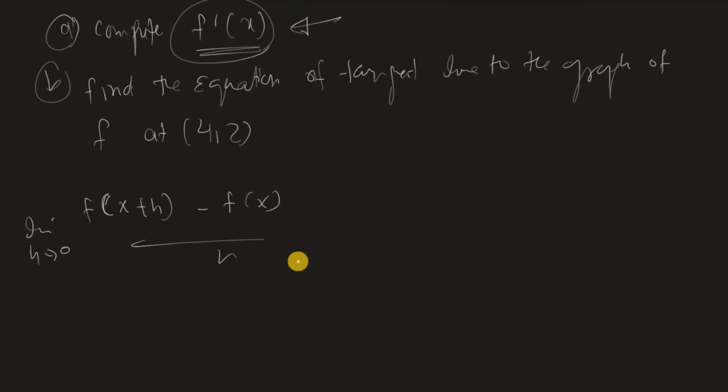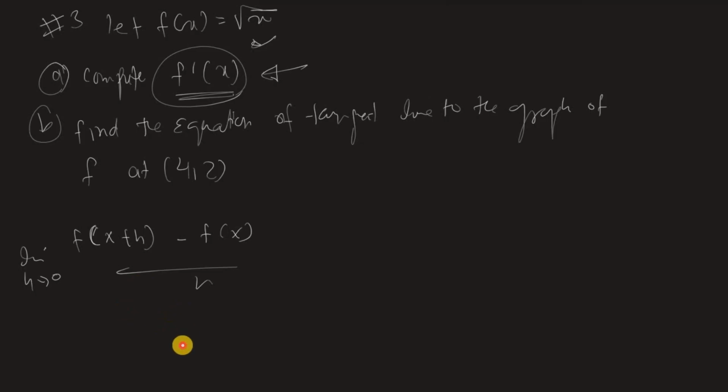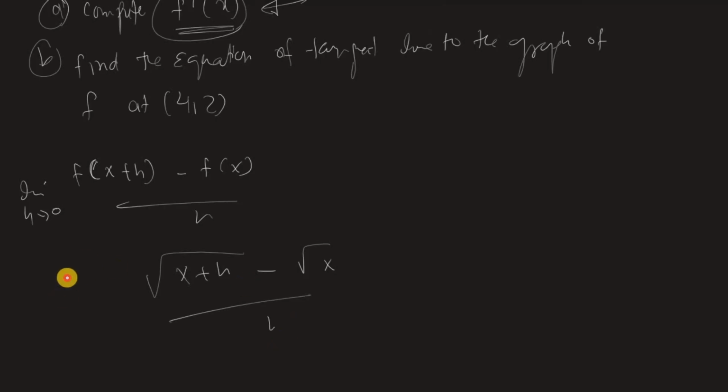Okay, so we're going to replace the x here with x plus h. So we have f of x plus h, and then we have minus f of x. So f of x is simply square root of x, and at the bottom we have an h. Okay, so limit as h approaches 0.